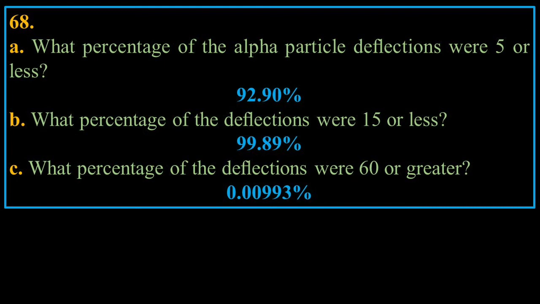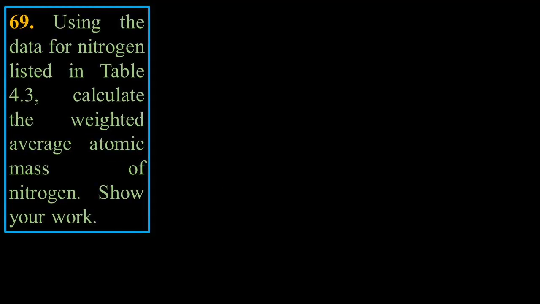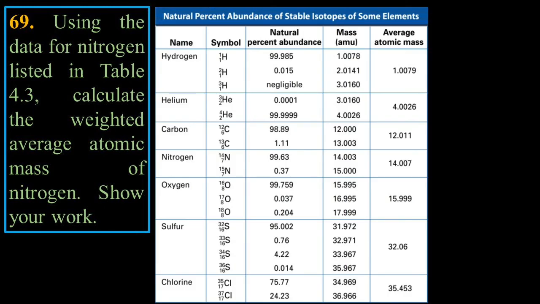So, what percentage of deflections were greater than 60 degrees, or 60 degrees or greater? And that's 0.00993%. Using the data for nitrogen listed in table 4.3, calculate the weighted average atomic mass of nitrogen. Show your work. Okay, here's the table.